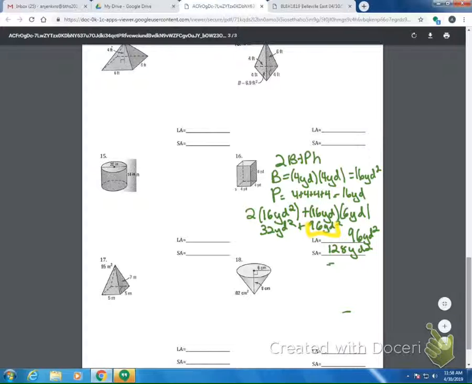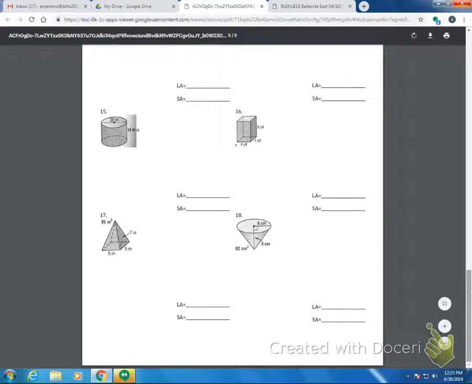Okay, we are on to our last 2 problems. So this is a pyramid. What's the formula for a pyramid? B plus half P l. That P stands for perimeter. Perimeter times length. So L is that slant height.